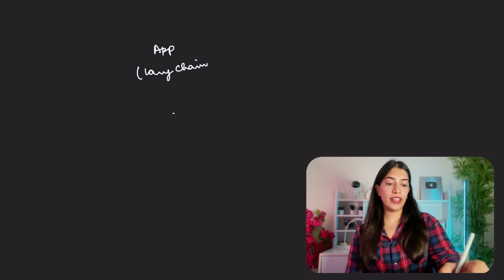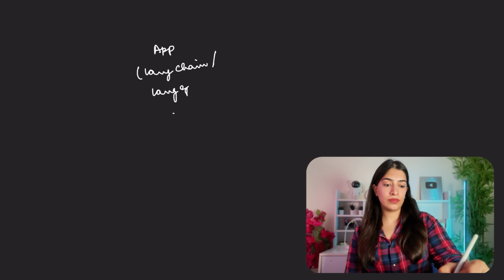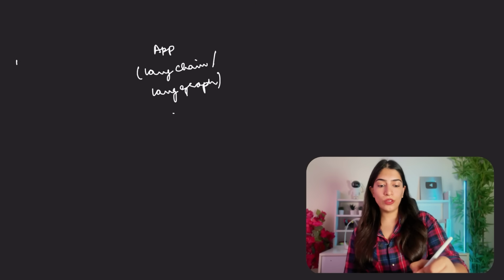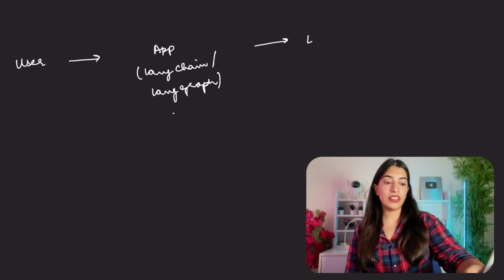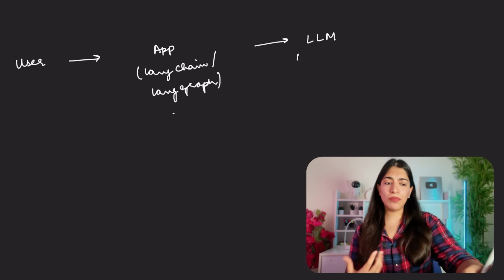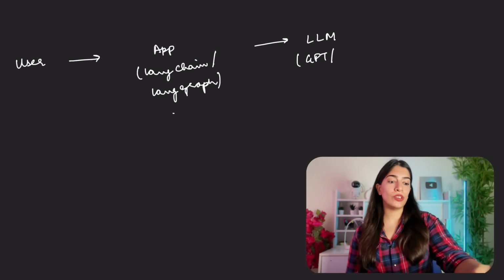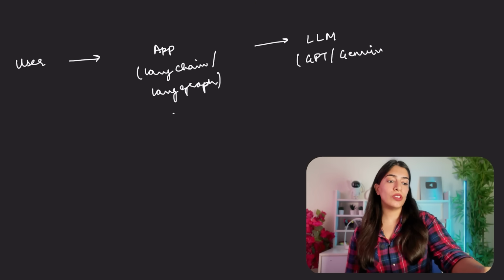Suppose we are building an application and we are using a framework, say LangChain or LangGraph. Let me just quickly write that. And our user is going to be using our application. This is obviously an LLM based application, so we have LLMs. It can be any LLM. We could be using GPT, we could be using Gemini, we could be using DeepSeek, literally anything, okay?